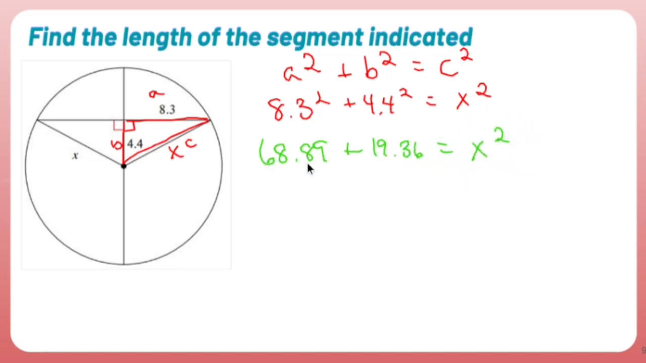Now I need to add these two together. 68.89 plus 19.36 is going to be 88.25. That equals X squared.